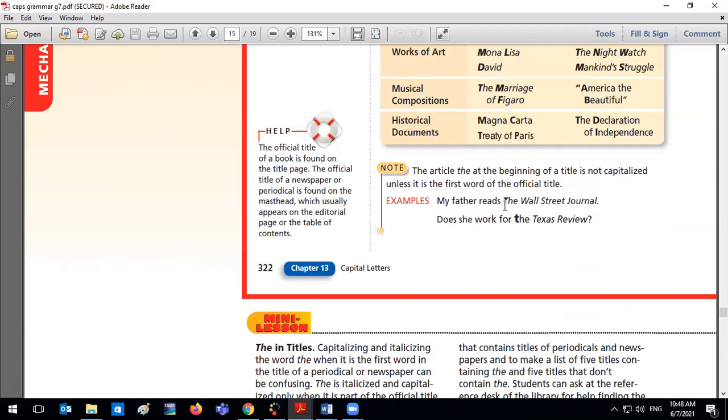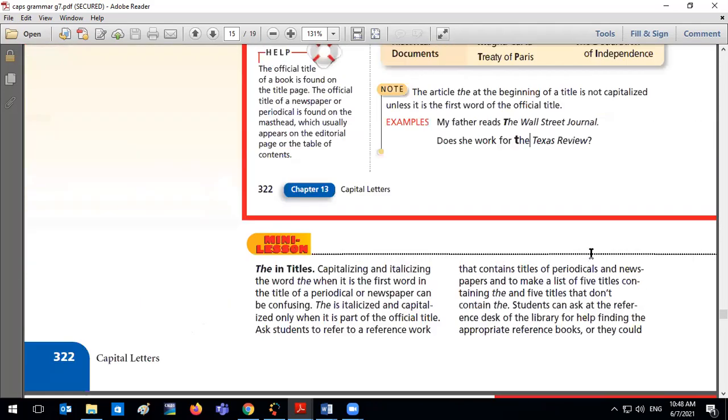This one is italicized. It's tilted to the side, and that means the word "the" is actually a part of the title of the newspaper. If you look here, does she work for the Texas Review? Texas Review is italicized, however, the word "the" isn't. That shows you that the word "the" here is not part of the title of the article or the newspaper or the movie or so on. Okay, any questions about titles?